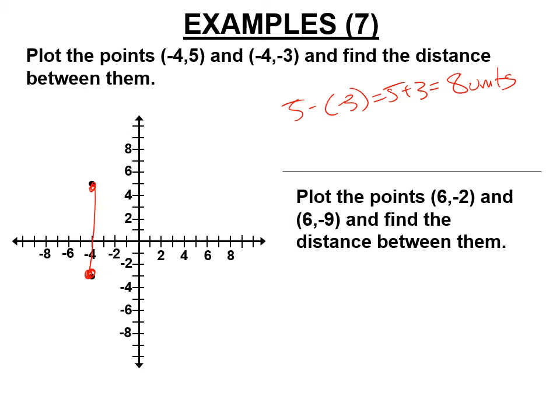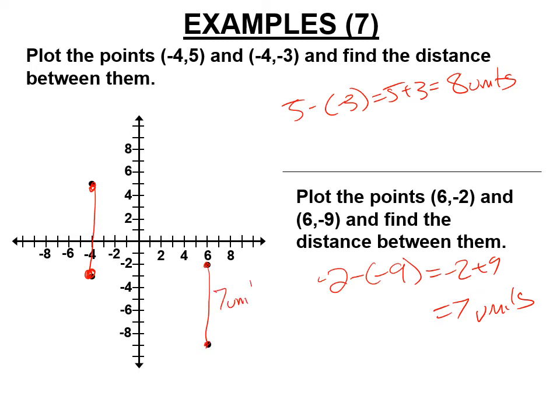Here we're going to subtract -2 minus -9, which is the same as -2 plus 9, which is 7 units. So 6, -2, and 6, -9, right? Let's see, right there, and then we're finding this distance, which was 7 units. And this was 8 units.